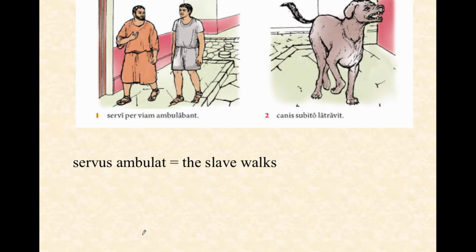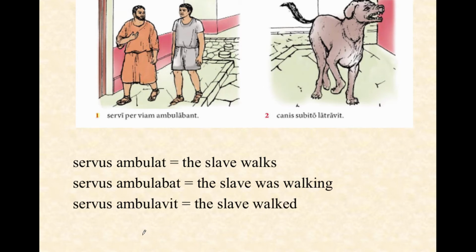Servus ambulat, servus ambulabat, servus ambulavit. So here again, this is all the forms we've learned so far. Present tense, ambulat. Imperfect, ambulabat, was walking. And servus ambulavit, the slave walked. So again, BA is the mark of the imperfect, and for the time being, V is the mark of the perfect tense. Otherwise, you notice they still have the same T that you've become accustomed to. The T tells you that it is he, she, or it doing an action.